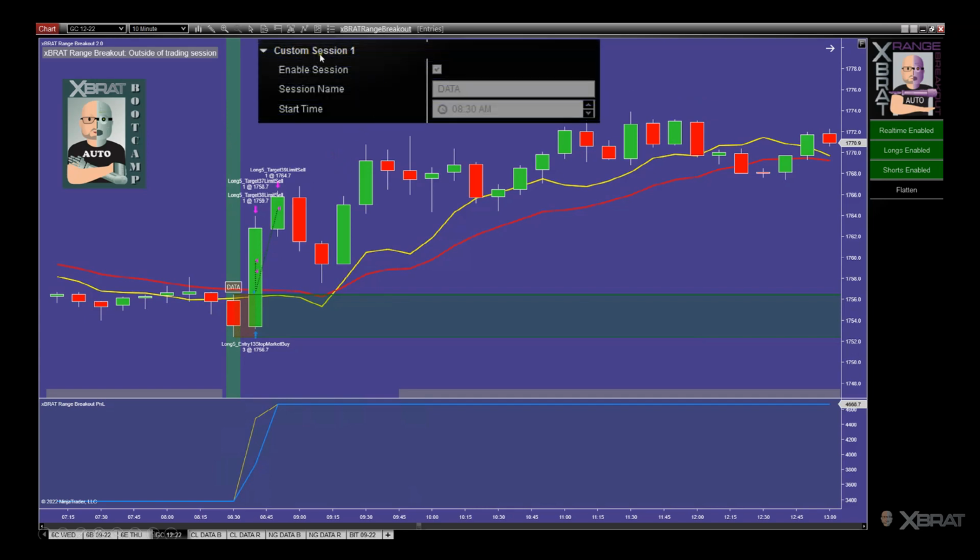So again, this is in that custom session section where we've changed the name to data, and the start time is 8:30. And remember, going back to that first bootcamp, that 8:30 is when the candle closes. So we've actually looked at that 10 minutes leading up to the data after that gold pit open, and the data's come in, it's reversed straight around, and we've traded that.